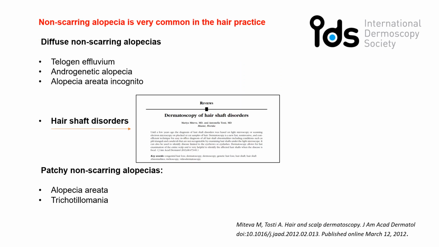I'm going to cover the most common non-scarring alopecias: diffuse non-scarring alopecia, Telogen effluvium, androgenetic alopecia, and alopecia areata incognito. I'm not going to talk about hair shaft disorders because that's a large topic on its own, but you're welcome to review our paper from the Journal of the American Academy of Dermatology on that topic. I'm going to talk a little bit about patchy non-scarring alopecia such as alopecia areata and trichotillomania.